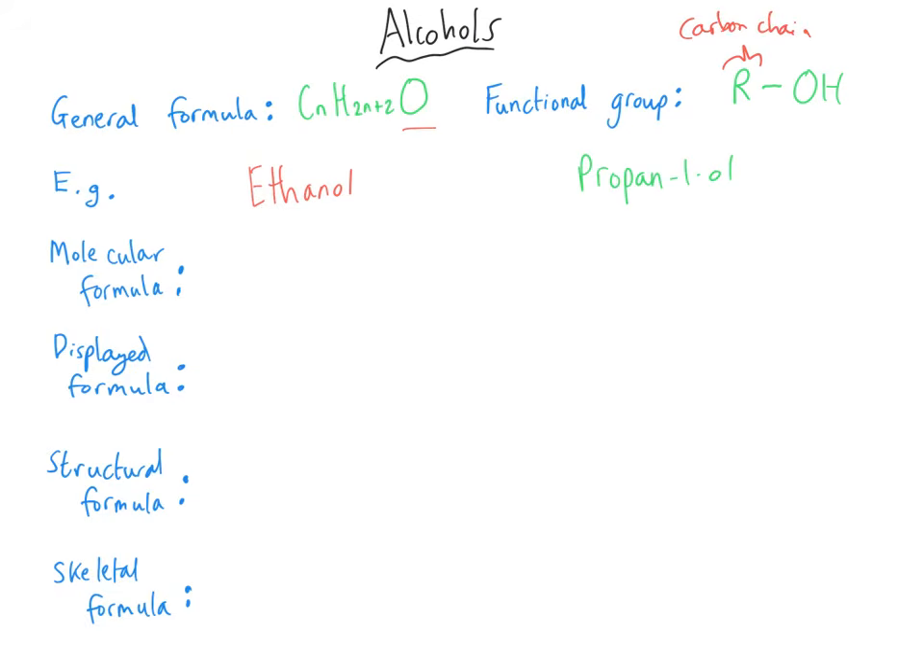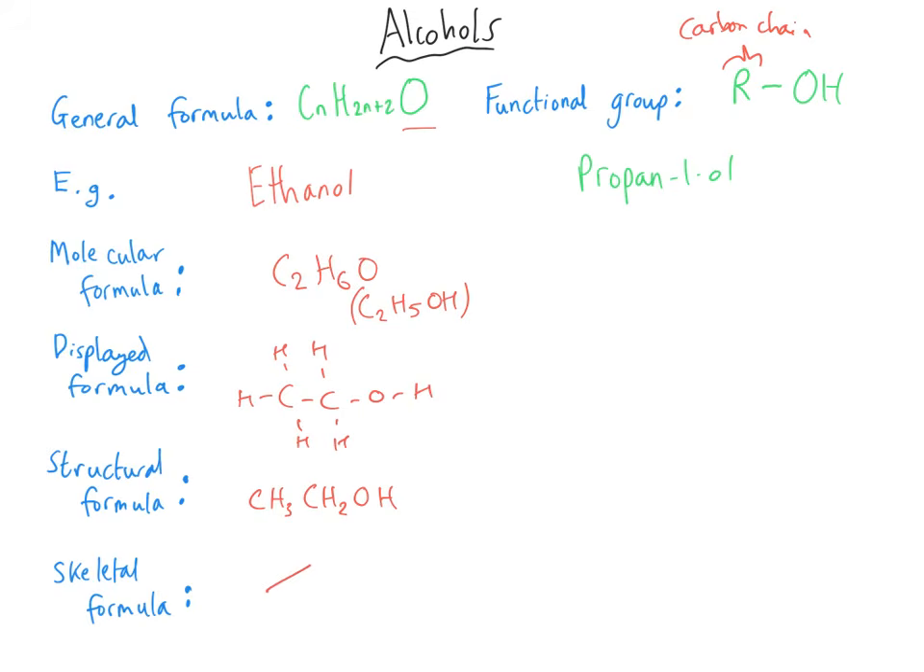If we have a look at our two examples, we've got ethanol, which is C2H6O, sometimes written as C2H5OH, and that is us showing that we know it's an alcohol. The displayed formula for ethanol is here. The structural formula is CH3 for that first carbon, CH2 for the second carbon, and then it's got its OH sticking out of the end.